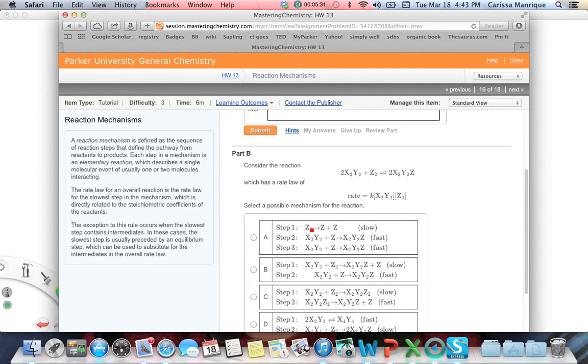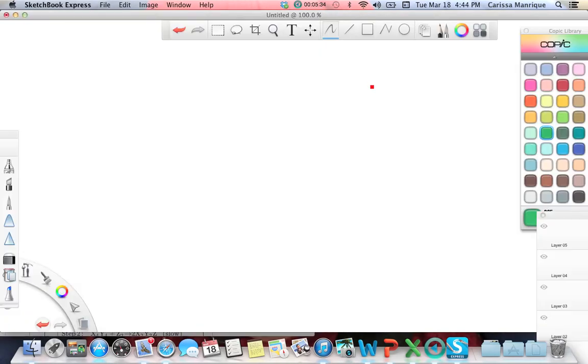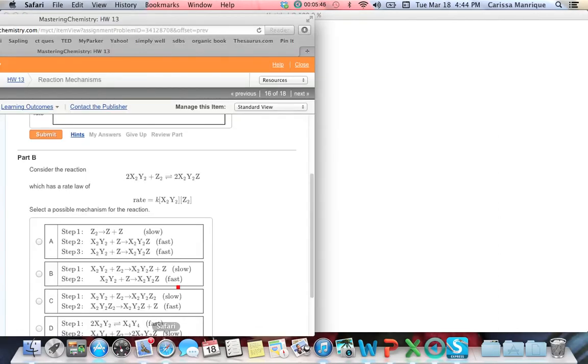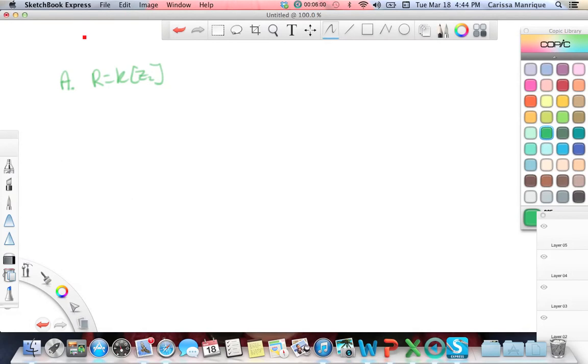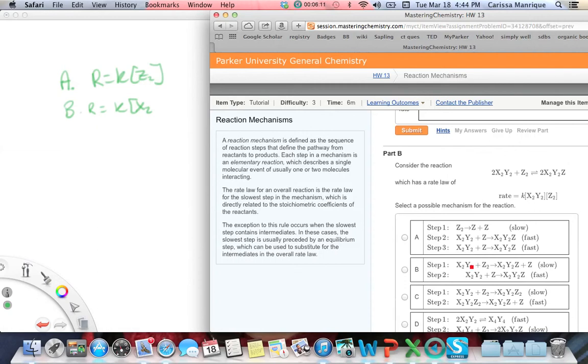Okay, so if we wrote the rate law for A, that would just be rate equals k Z2, because that's what's in the slow step. And it's listed first, so that's all we have to write. We don't have to plug anything in. Okay, so for B, it would be X2 Z2. Okay, so for B, R equals k X2, Y2, Z2.